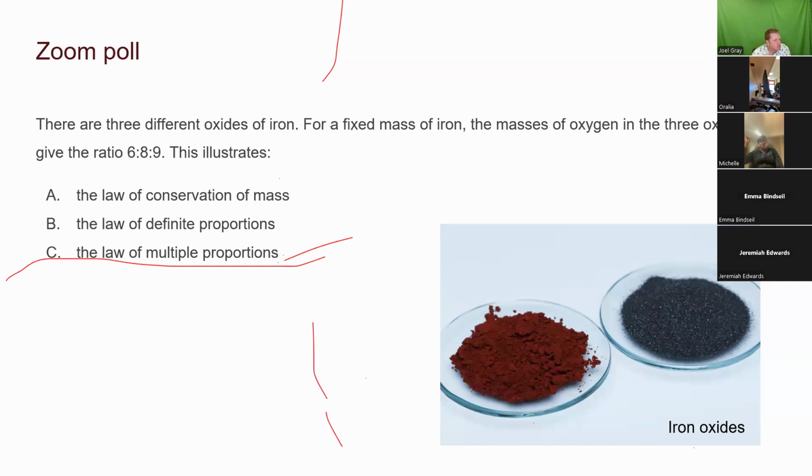Fixed, okay, okay. Different. 3 different, ooh. Interesting.